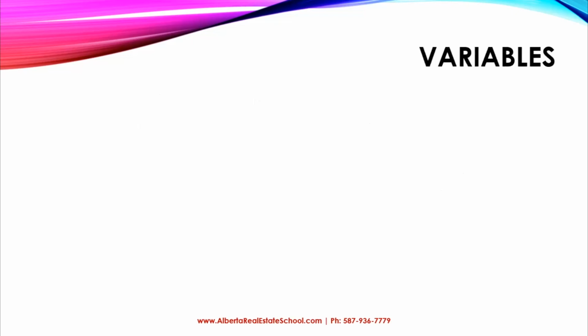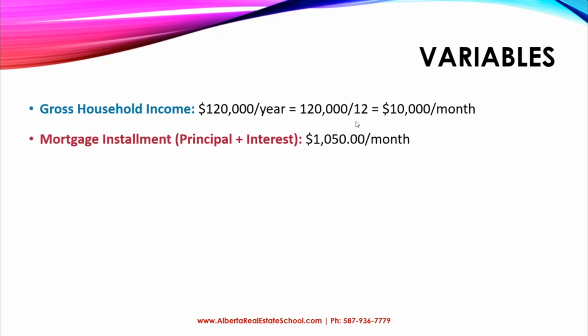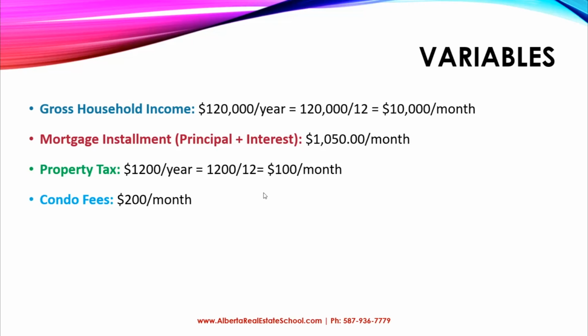So let's take a look here. First of all, let's look at our variables. Gross household income in this case is $120,000 for the year, which means $120,000 divided by 12, which is $10,000 per month. Her mortgage installment payment would be $1,050, which includes principal and interest. Then we have property taxes at $1,200 per year, which means we divide this by 12 and we get $100 per month. The last one here, condo fees, we have to take this into account as well.